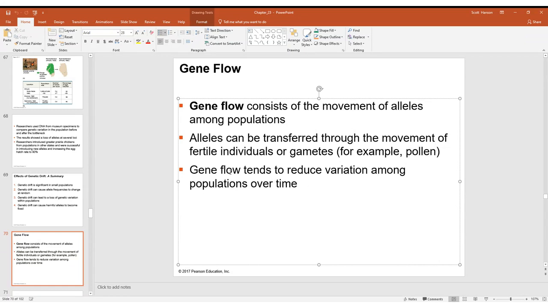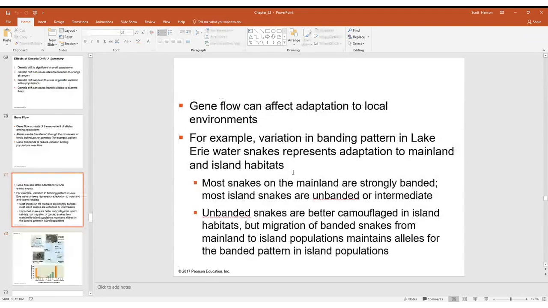Gene flow then tends to reduce variation among populations over time. And we'll look at some examples. It can affect adaptation to local environments. So, for example, variation in banding patterns in Lake Erie water snakes represents an adaptation to mainland and island habitats.